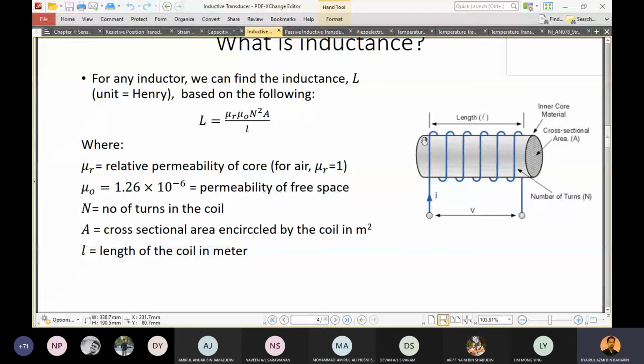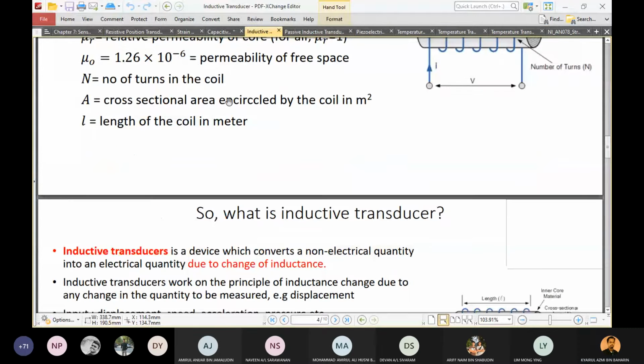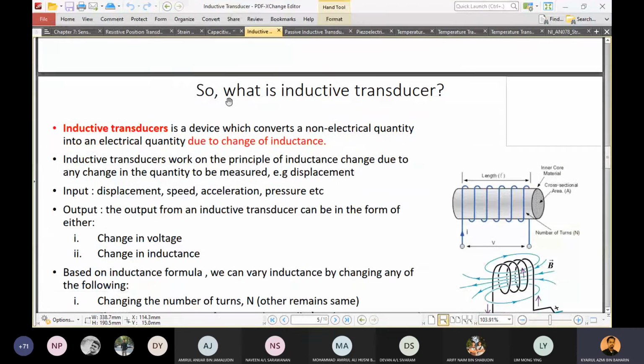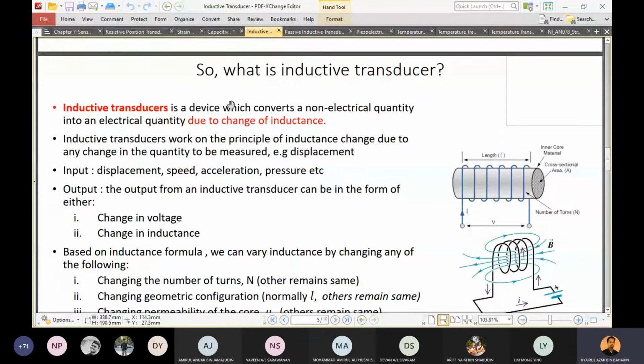Okay, n is the number of turns. A is the cross-section area of the coil, and L is the length of the coil in meters. These variables are used to determine the inductor value, L. So if any of these change, the inductor value will change. An inductive transducer, similar to a capacitive transducer, detects a change in inductance value and can use it to convert or to measure other types of quantities.